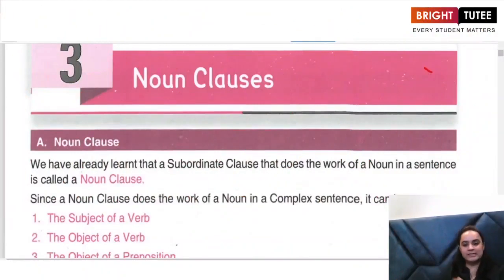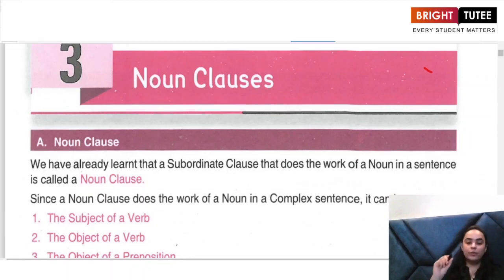Hello dear students, welcome to another lecture. Now in this class we are going to learn about the noun clauses. In the previous lectures we've learned about what a clause is. We've learned about the difference between a sentence, a phrase and a clause. And when we talk about sentences, we've also learned about the difference between a simple, compound and a complex sentence. Now in this class, we shall learn about the noun clauses.